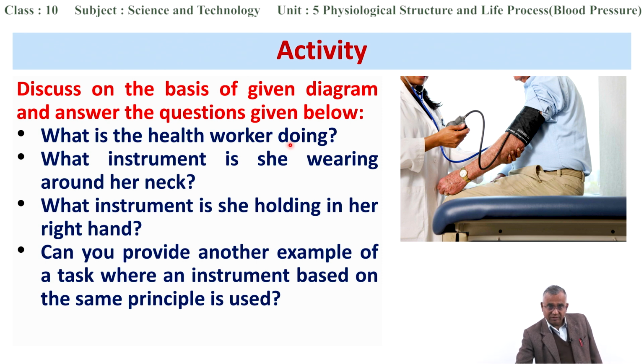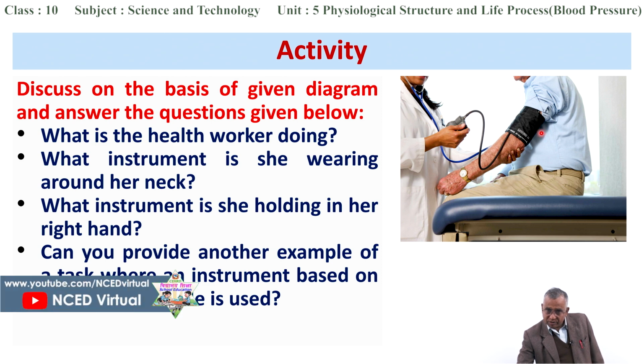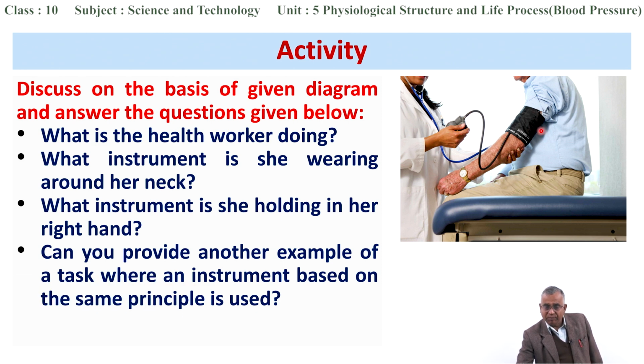What have you written? Yes, she is taking blood pressure. And the instrument she is wearing around her neck is a stethoscope. And what instrument is she holding? In fact, the whole system of the instrument is called a sphygmomanometer. The part she holds is the bulb of the sphygmomanometer, but the whole system used to measure it is called what?